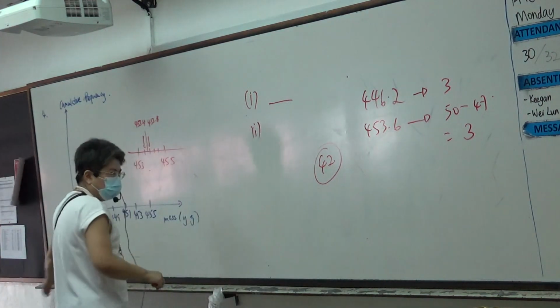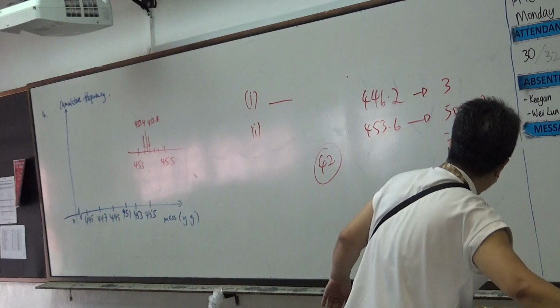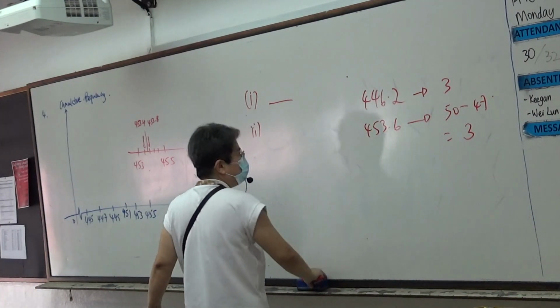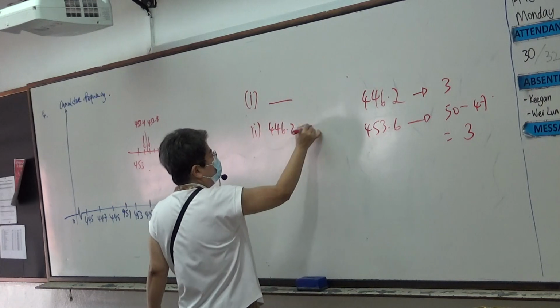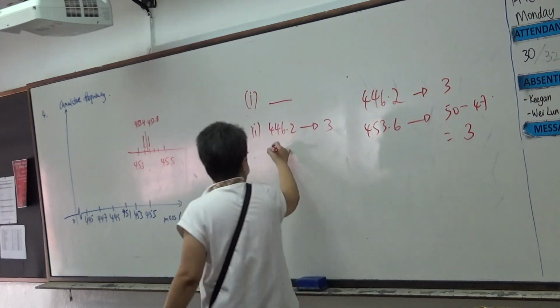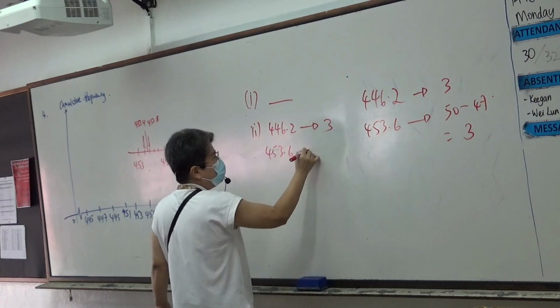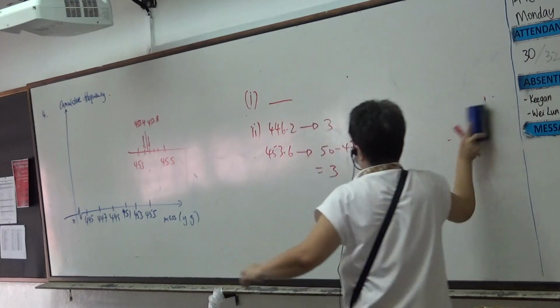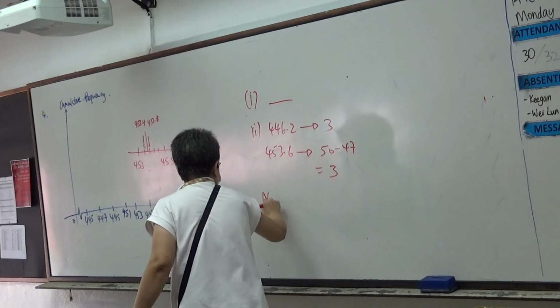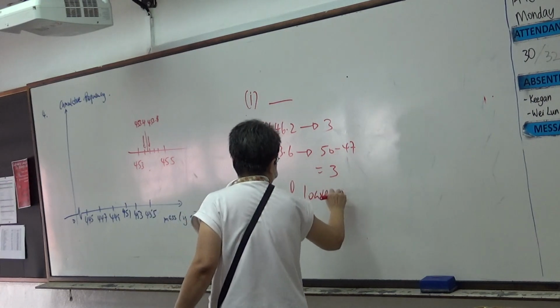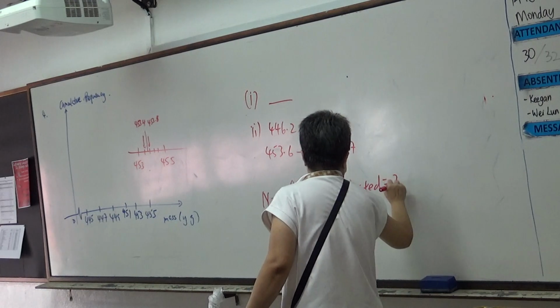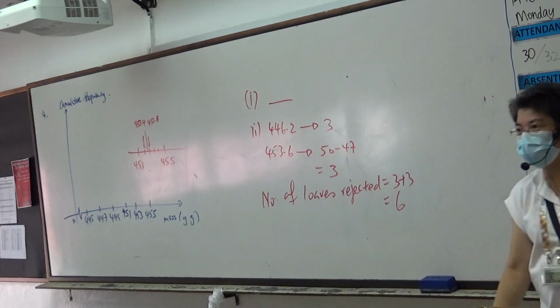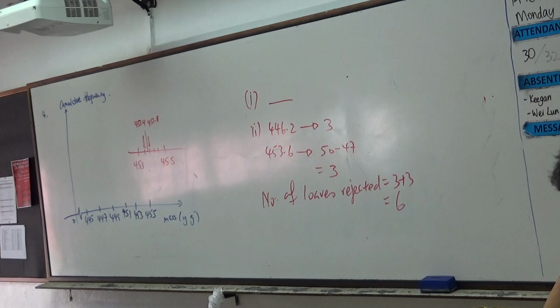What I want to do is this. Go and put 446.2, that is 3 loaves, right? Then more than this, 50 minus 47 is also 3, right? Correct. How about the number of loaves rejected? What do you do? 3 plus 3, right? Answer 6. I want you to do part 3 yourself.